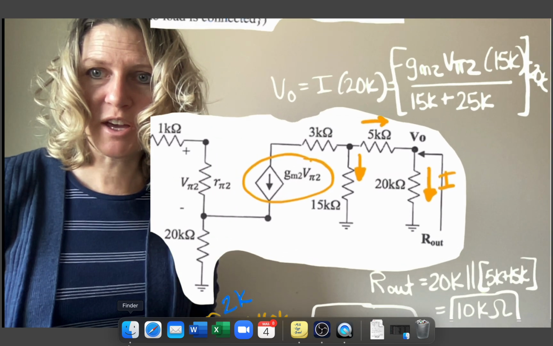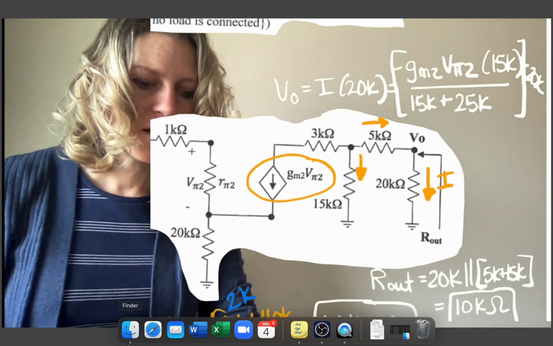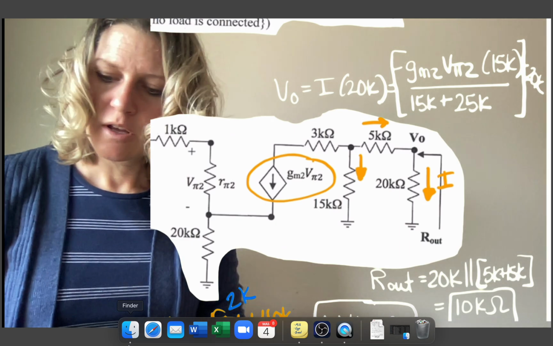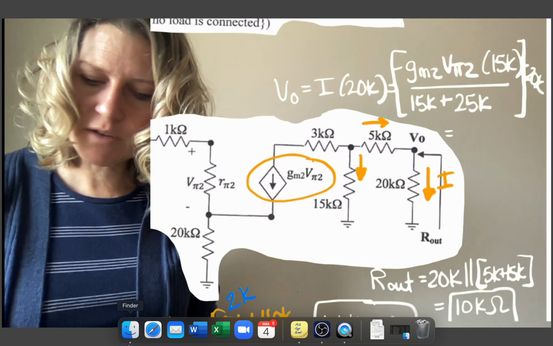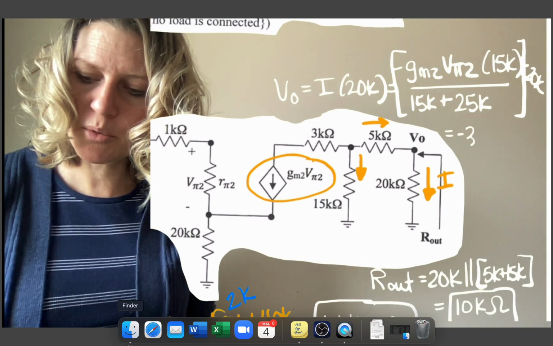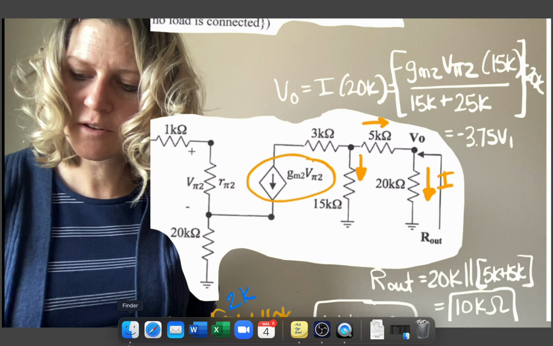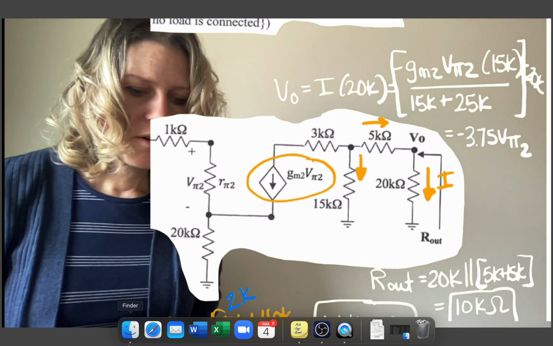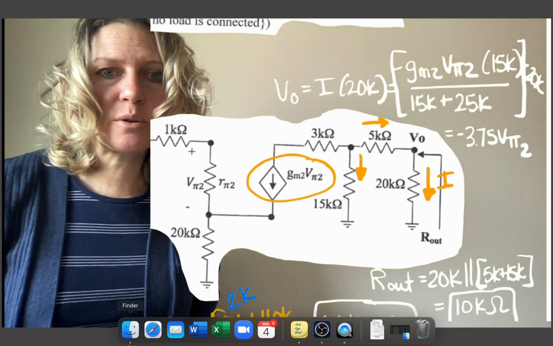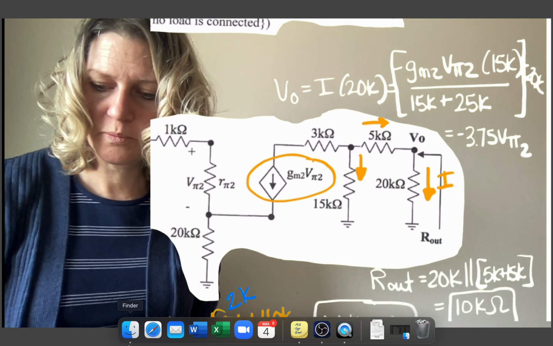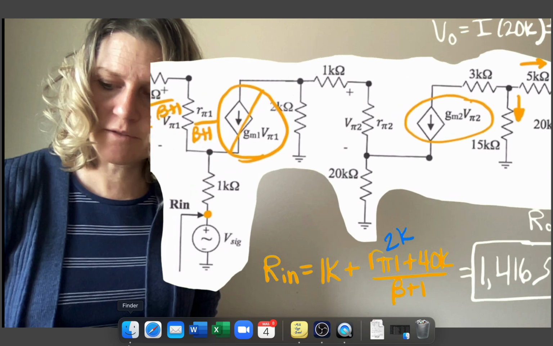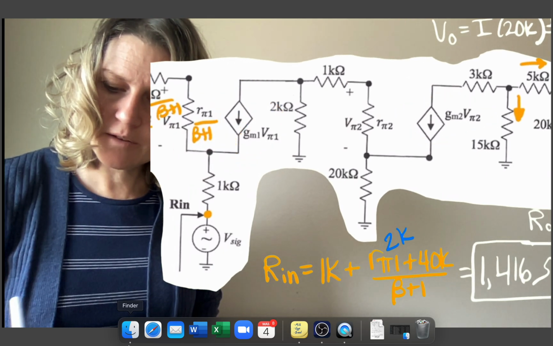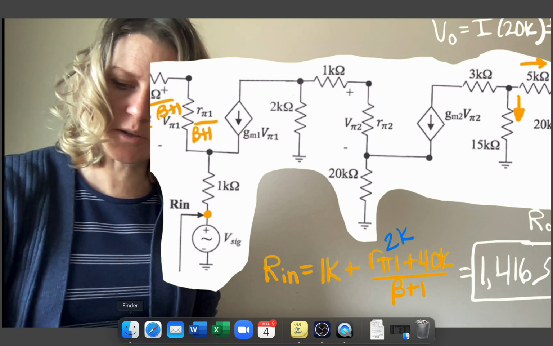Which is hard to read there, but that's multiplied by 20K. So plugging in the GM2 value, this ends up giving me a value of minus 3.75 V pi 2. So now I need an equation for V pi 2. I'm going to look here at V pi 2. And V pi 2 is located here in the middle.